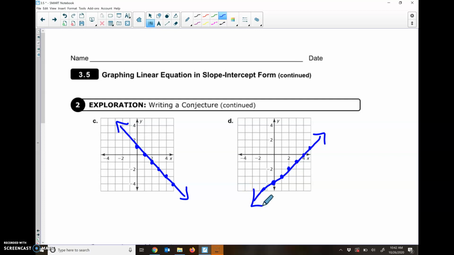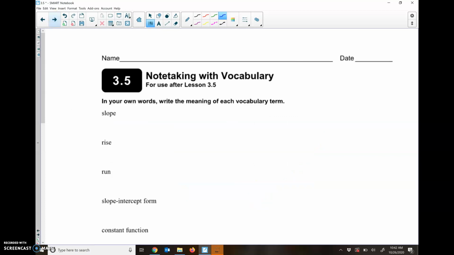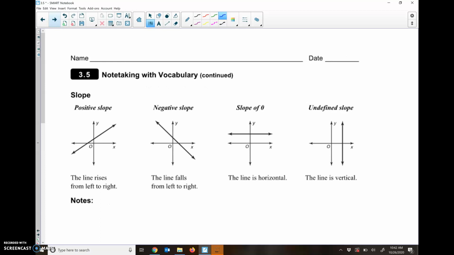All right, so remember, we're always starting at our y-intercept and then doing whatever our slope is, either up or down if it's positive or negative. So kind of important on this page, especially if something's multiple choice, kind of eliminates a lot of things.